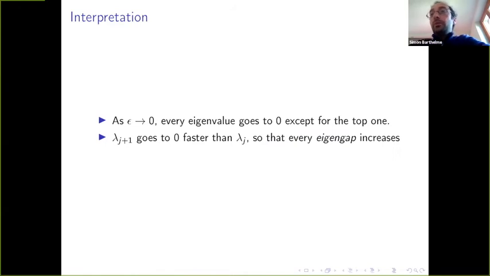So the interpretation is as follows. As epsilon goes to 0, every eigenvalue goes to 0 except for the top one. So you get a matrix that's horribly badly conditioned. And each successive eigenvalue goes to 0 faster than the preceding one. So every eigengap increases. And that determines a lot of the behavior of kernel methods in the flat limit.